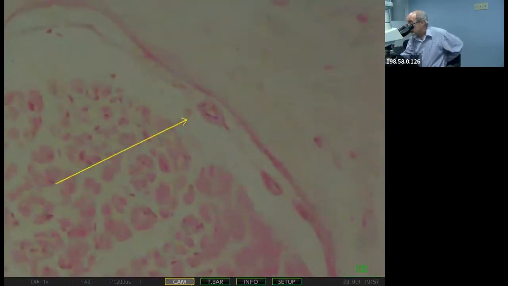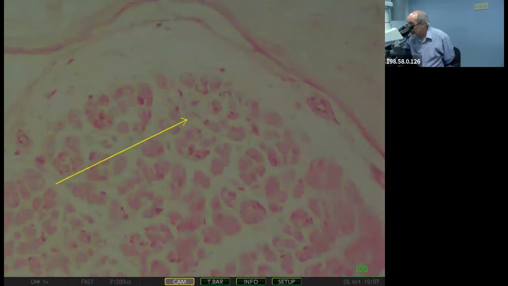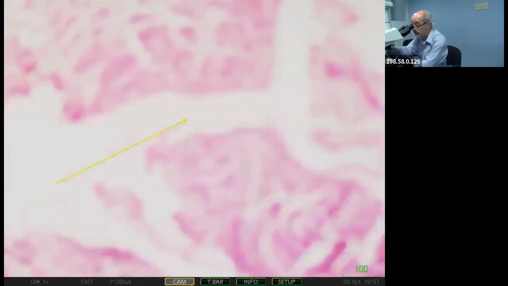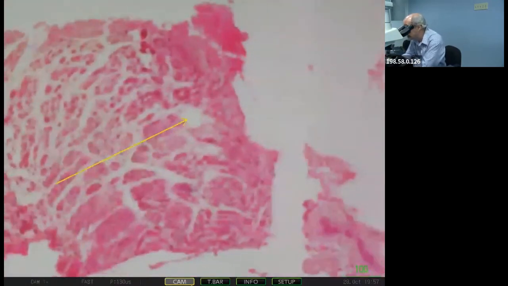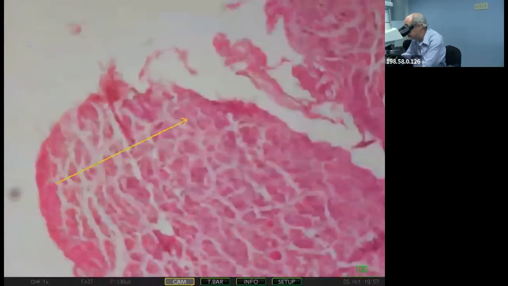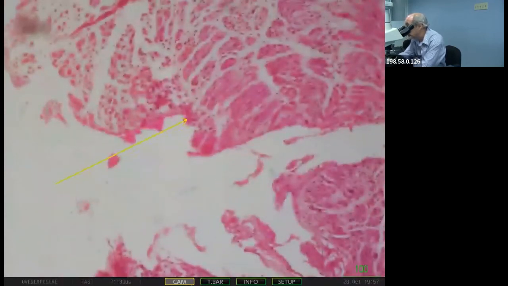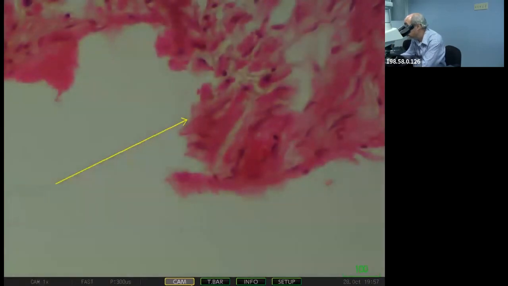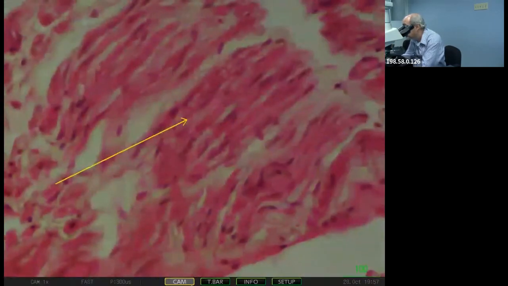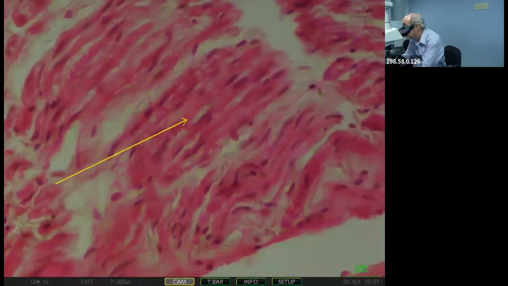So this is more or less your sciatic nerve, which is cut transversally. It can also be cut obliquely, so you can have the nerve fibers going in different directions, and longitudinally, like this one. Okay.